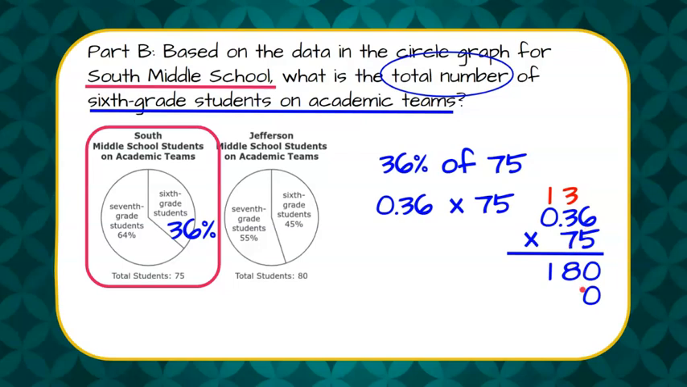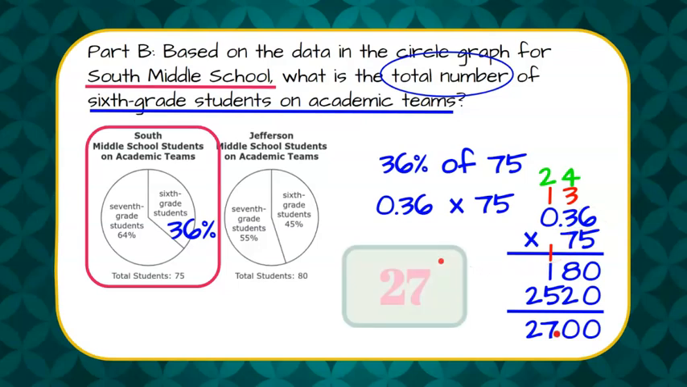Now we're going to bring down our 0 and start our next line. 6 times 7 is 42, so 2 and carry the 4. 7 times 3 is 21, plus 4 is 25, so 5 and carry the 2. 7 times 0 is 0, plus 2 is 2. Now we're going to add. 0 plus 0 is 0, 8 plus 2 is 10, so 0 and carry the 1. 1 plus 1 is 2, plus 5 is 7, and then we have our 2. And we need 2 decimal places. So we understand that this is 27 students. So of the South Middle School students, 27 of them are in grade 6.